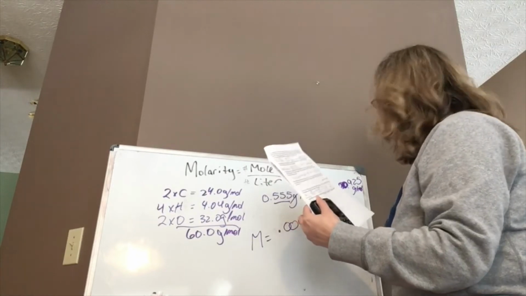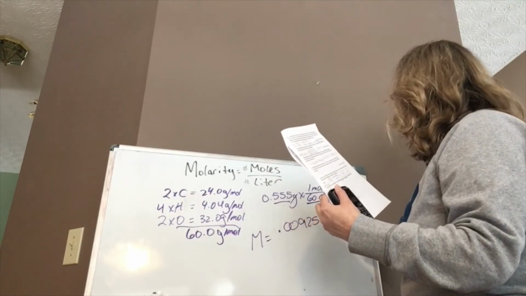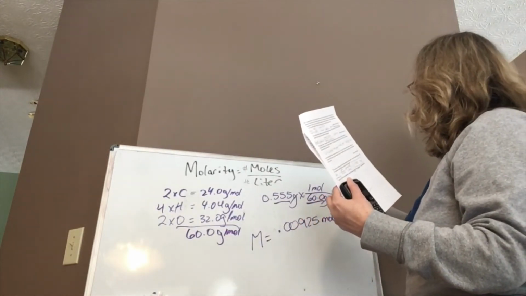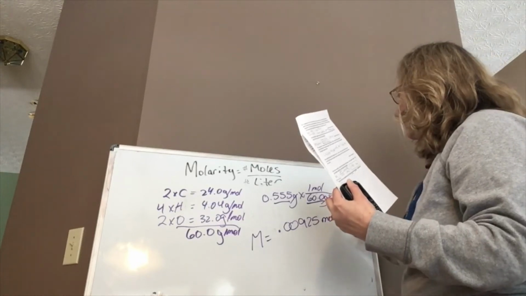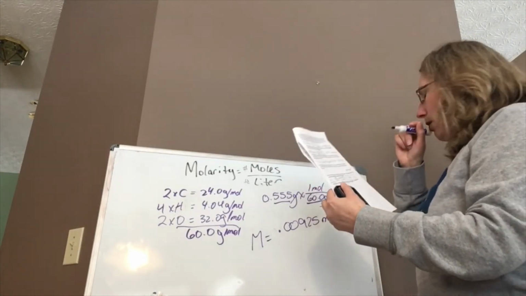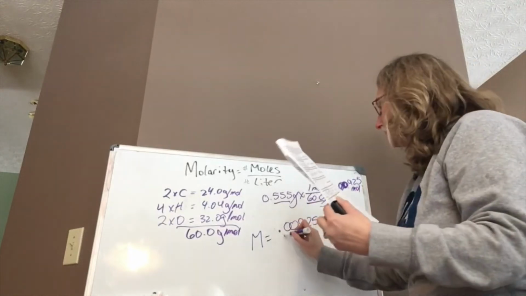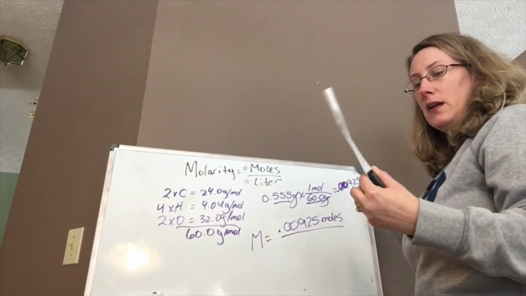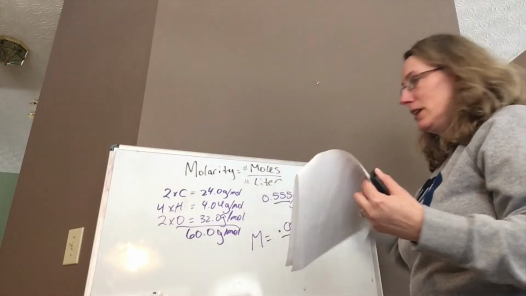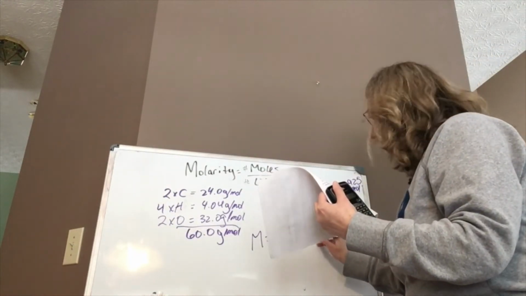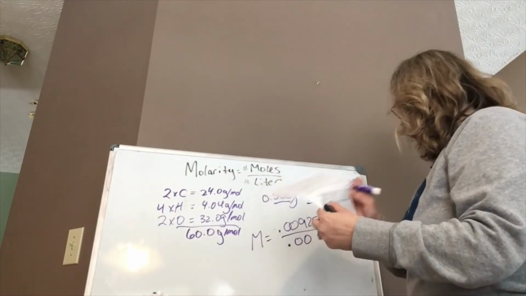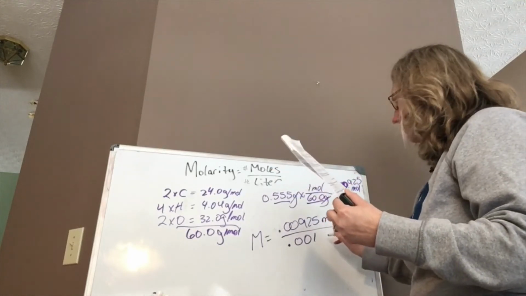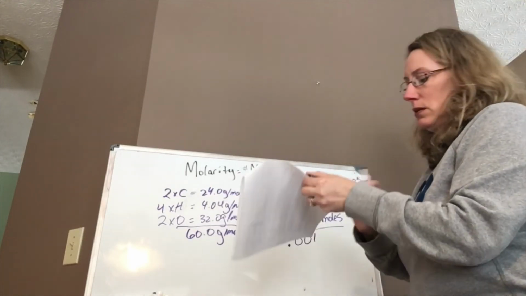So molarity equals 0.00925 moles. I'm sorry, it's not grams per mole, it's a mole, because the grams got canceled out. So that's how many moles. And we have to go back to how many liters we had. And remember, we had 10 milliliters, so that should be 0.001. Right, 10.